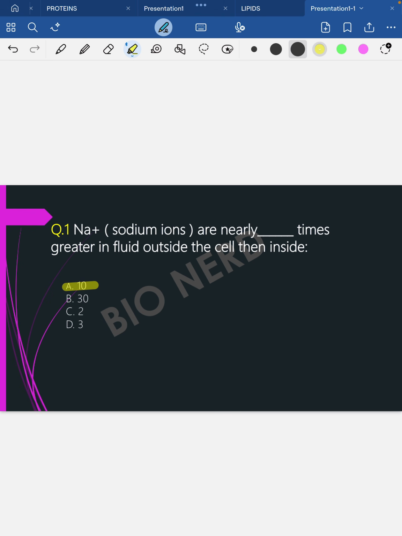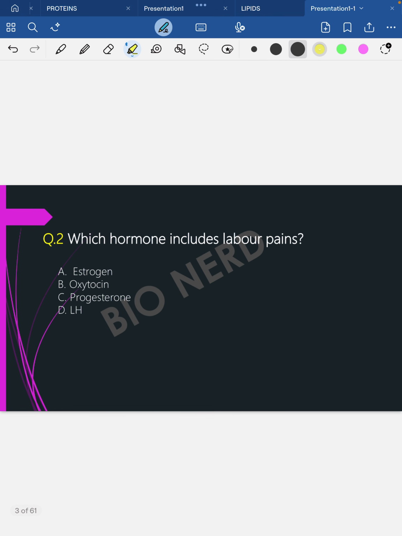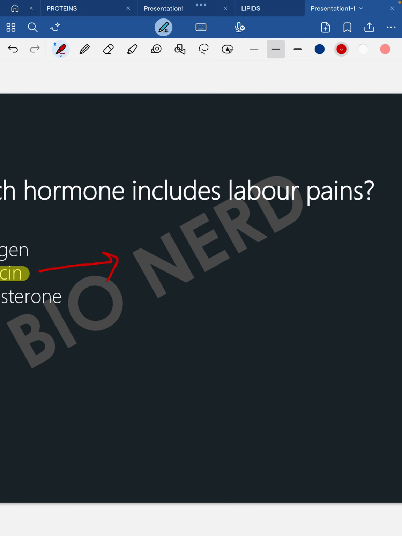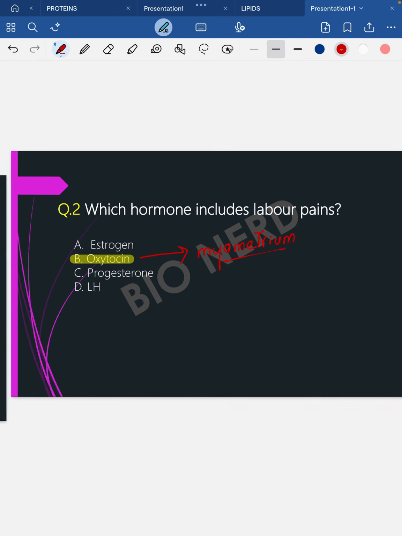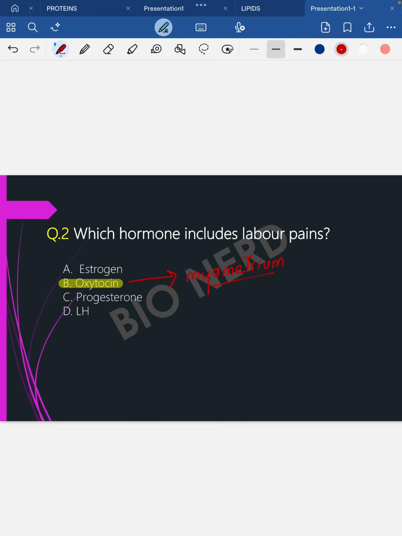Okay, very easy MCQ. Question number 2. Which hormone induces labor pain? You know very well, oxytocin has receptors on the myometrium, and myometrium is the middle layer of the uterus which contains smooth muscles, and smooth muscles are responsible for the contraction of the uterus, and that contraction of the uterus expels the baby outside the body. So the receptors of oxytocin are present on the myometrium. So oxytocin induces labor pain.